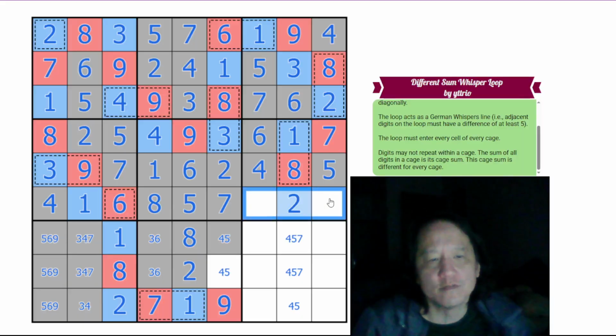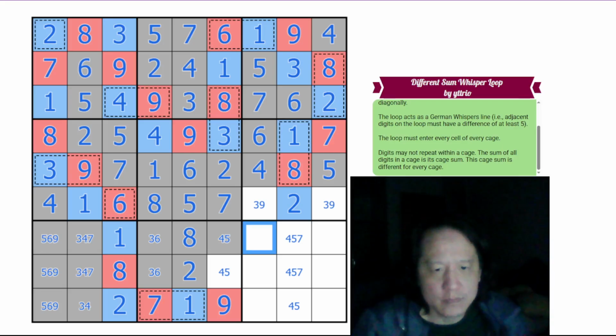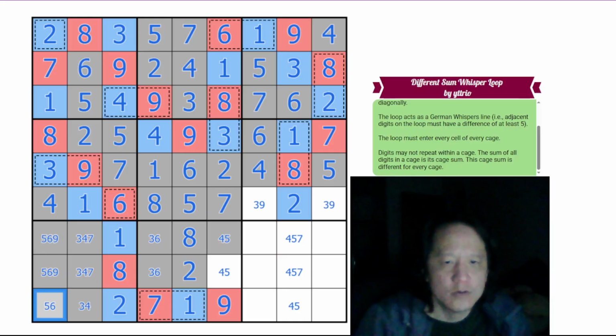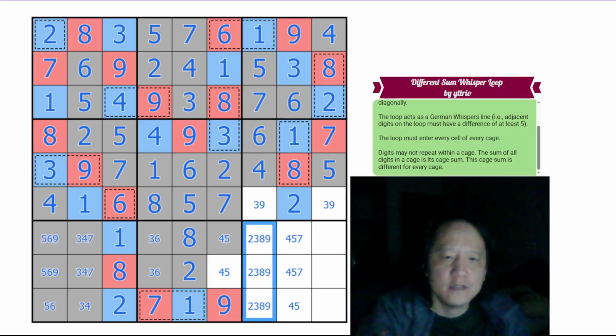Remaining digits in row 6 are 3 and 9. 9 eliminates 9 here. Remaining digits in column 7: 2, 3, 8, and 9. This cannot be 2 or 9 here. This cannot be 2 or 8 here.